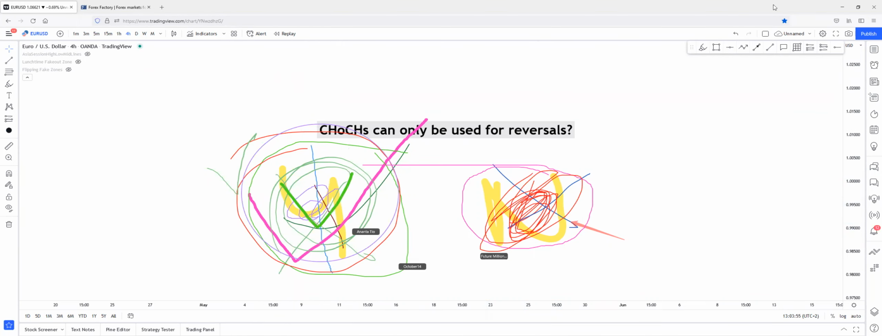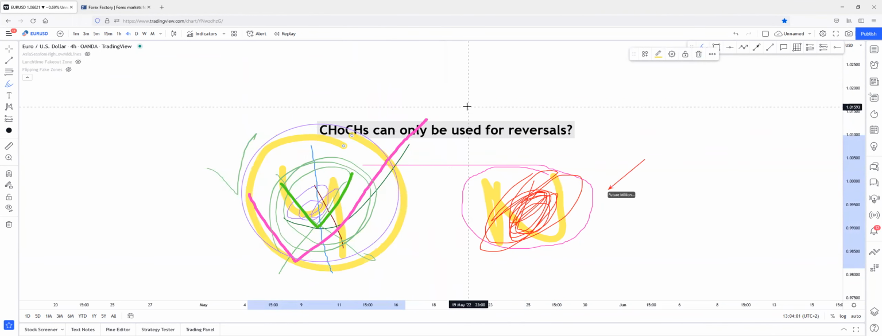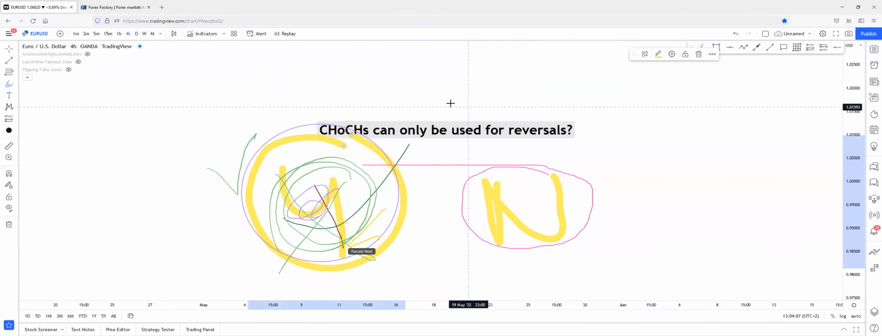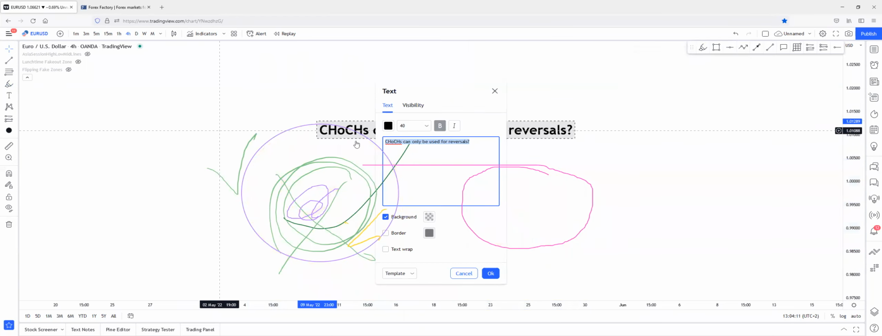Okay. So I saw that majority of you guys have voted on the yes. And that's the correct answer. So change of characters mainly can be used for reversals only, because change of character is a reversal pattern. Here comes the next question, which is connected to the change of characters question. Please just remove your drawings, everyone, or I will manually remove them. Clear all.